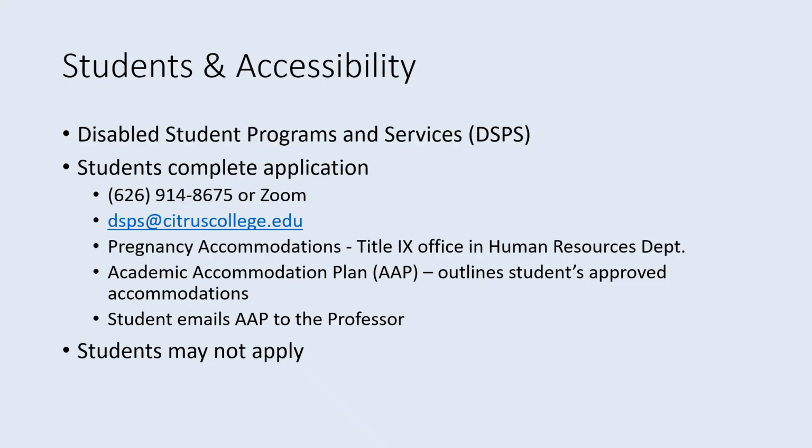Students with disabilities should contact the Disabled Student Programs and Services Department, abbreviated DSPS, on campus to complete an application via phone, email, or Zoom. Pregnant students needing accommodations should contact the Title IX office in the Human Resources Department. Students receive an academic accommodation plan, or AAP, which outlines the student's approved accommodations. The student emails the AAP to the professor.